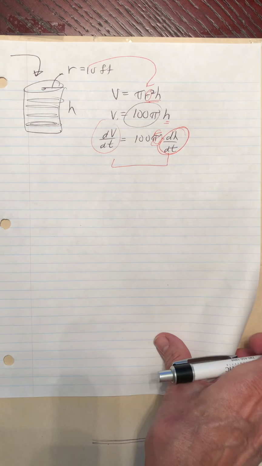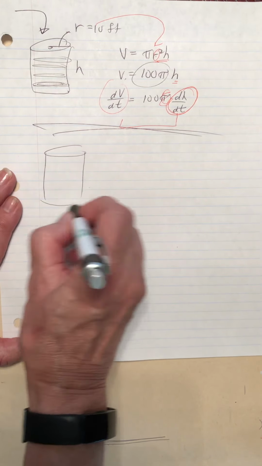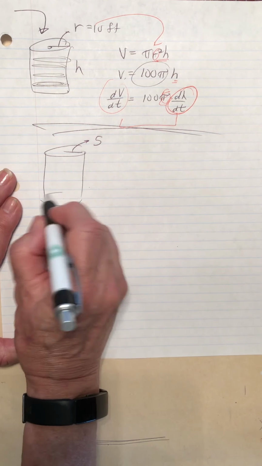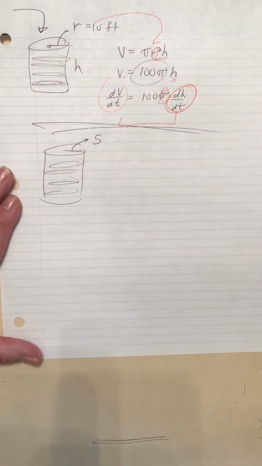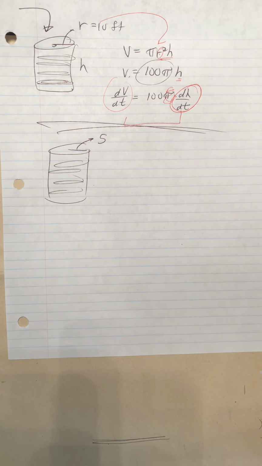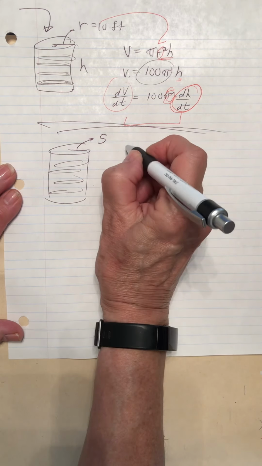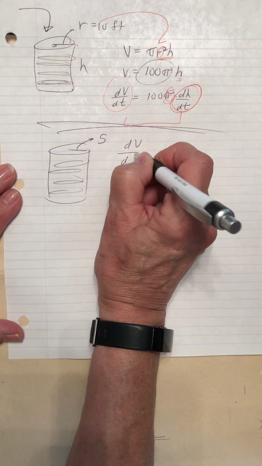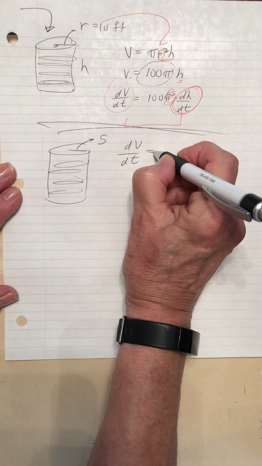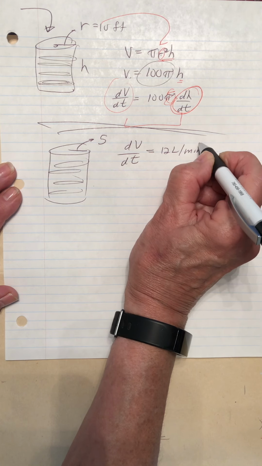So again, I would start with a diagram. So my diagram, I have a cylindrical tank. The radius is 5. And this is being filled. So again, this value is changing. But the radius is never going to be changing. So this was a question about volume. They told me that dV over dt, how the volume is changing, it's increasing by 12 liters per minute.